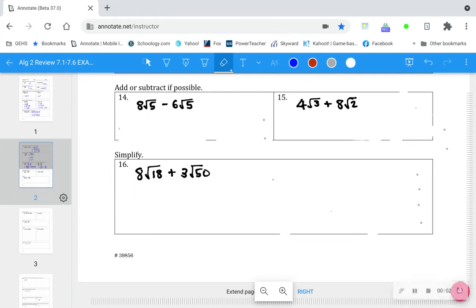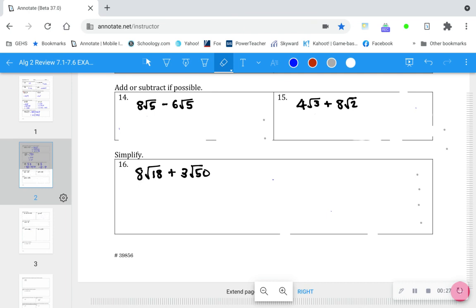Okay, this is Mr. Peterson continuing with the review for Algebra 2, sections 7.1 through 7.6. And we're on problem 14. We're going to do through 19 in this installment. Okay, the first two problems here, 14 and 15, ask us to subtract if possible.